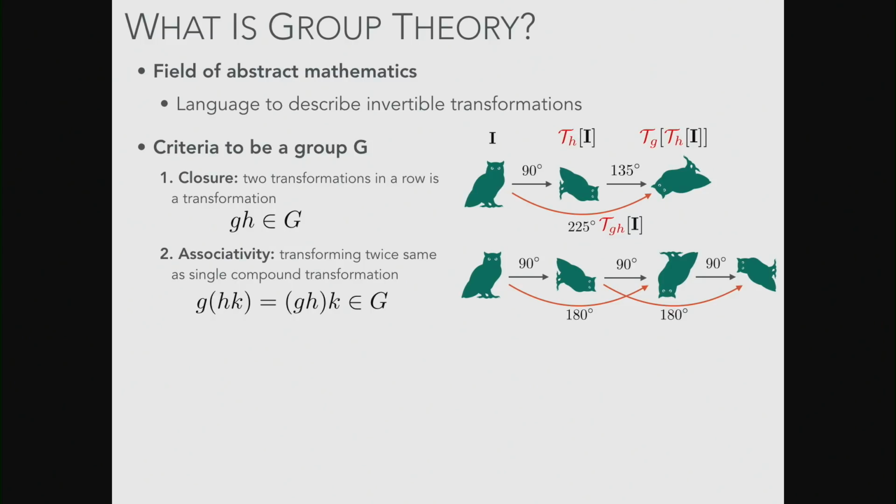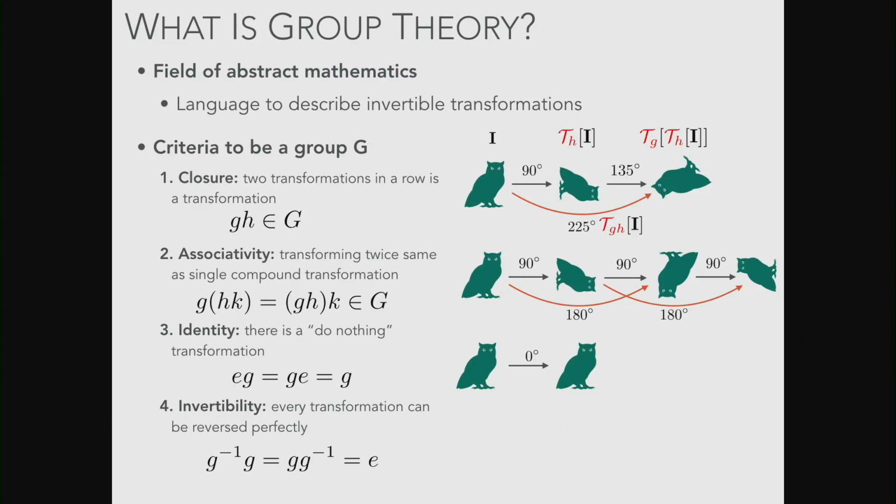Maybe it's not worth going into that in too much detail. And then there should be a do-nothing operation, and invertibility. So if I have an hour and then I rotate it, I should also be able to go back. So this only works for invertible transformations.